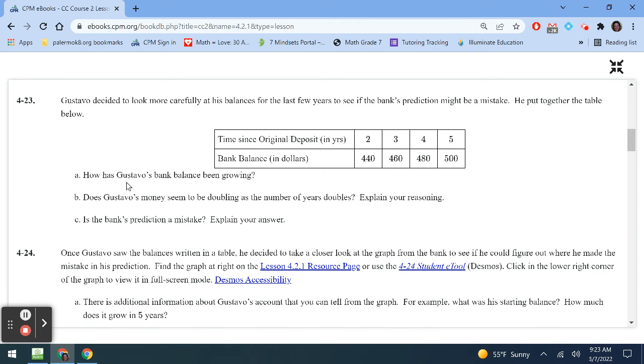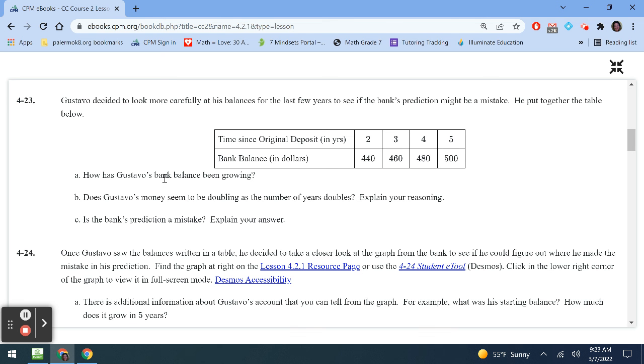So again, we're using what was above, but we're now looking at it a little closer. So Gustavo decided to look more carefully at his account balances for the next few years to see if the bank's prediction might be a mistake. He put together a table below. So he has the time since the original deposit in years, and then the bank balance in dollars. So after 2 years, he had $440. In 3 years, $460. In 4 years, he had $480, and in 5 years, he had $500.